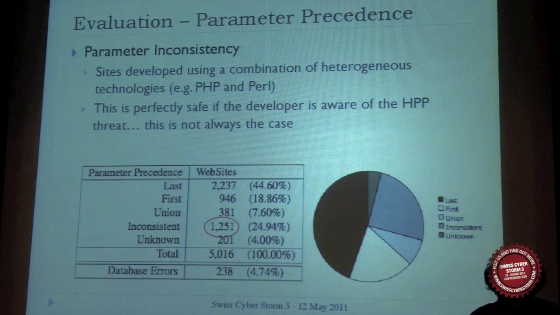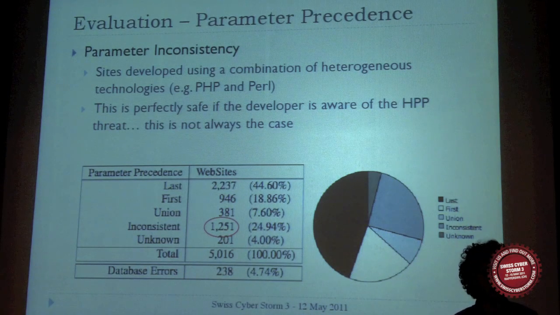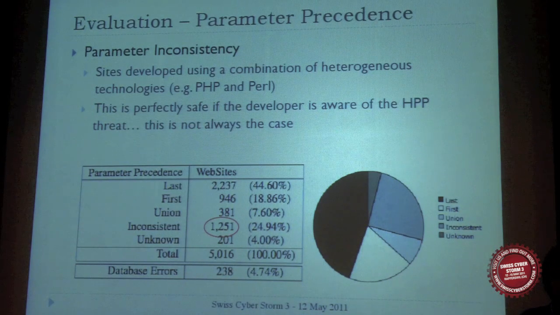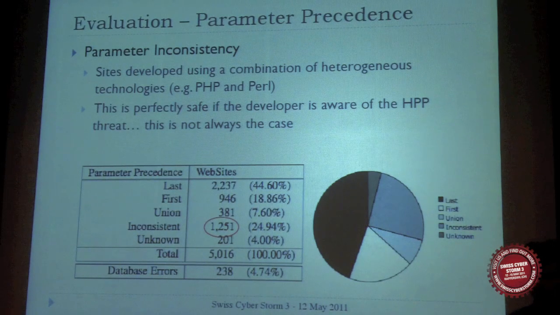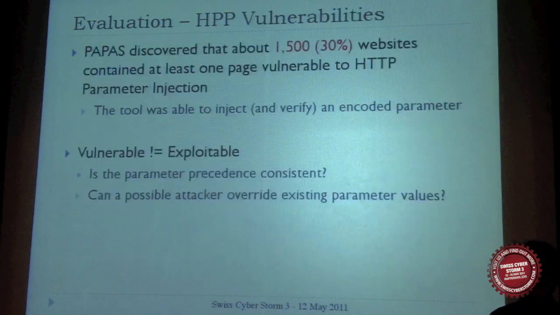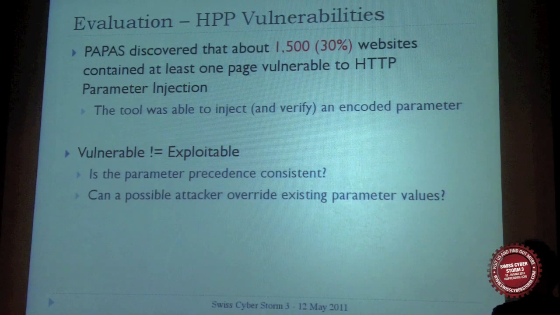Then, another interesting point is that about 25% are actually inconsistent. That means that some pages accept the first parameter, some pages the second one, some pages both of them. There's nothing bad with that. This is perfectly safe if a developer is aware of HTTP parameter pollution, and this is not actually always the case. In fact, PAPAS discovered that about 1,500 websites, that's about 40%, contain at least a page that can be injected.